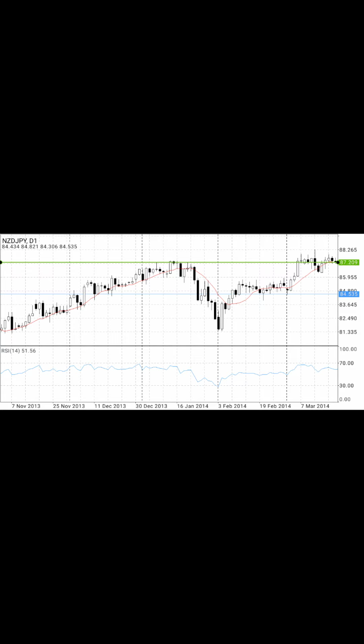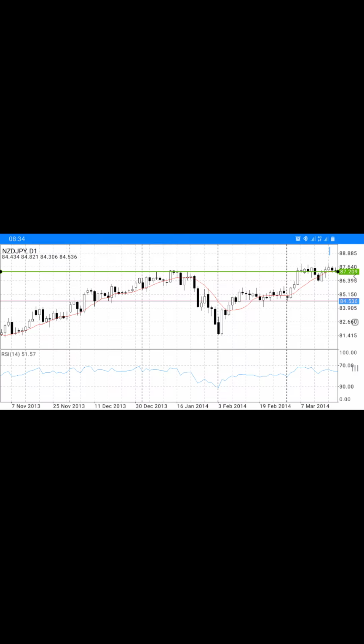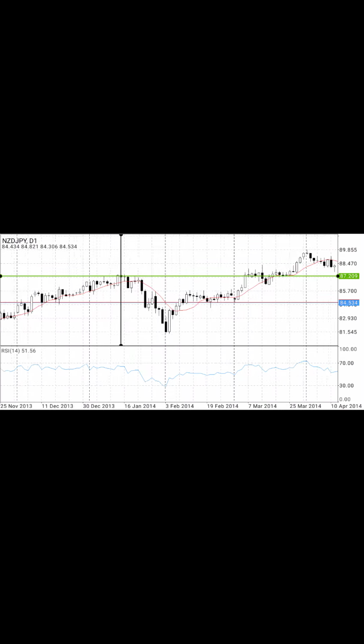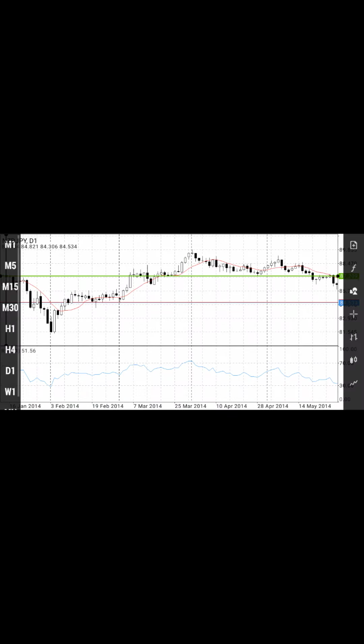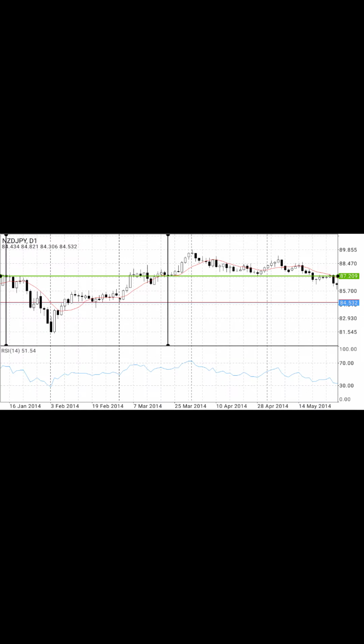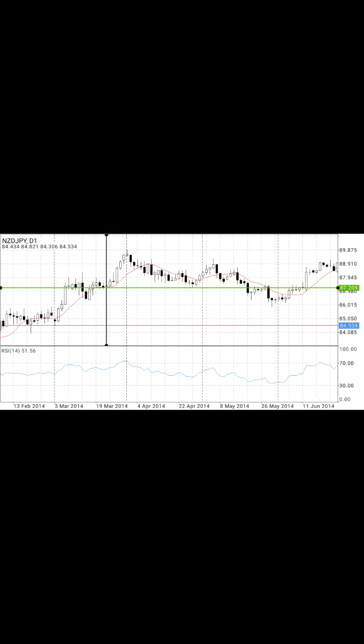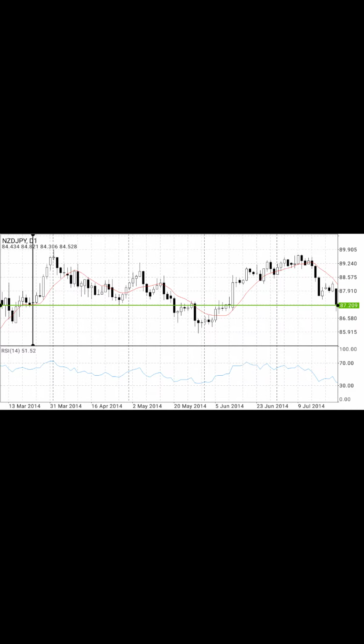I would say this point reinforces the resistance. Let me highlight that. So from 19th March 2014, the price was above the resistance line for a while, creating a new high that has been reinforced. Let me highlight that.